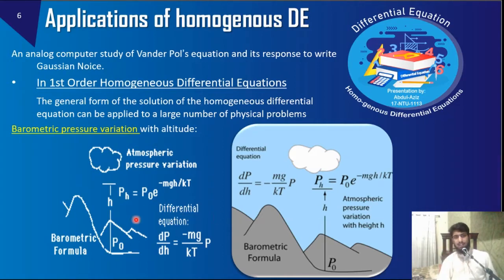You can see that in the barometric pressure variation, p h is equal to p naught e raised to power minus mgh over kT. This is the equation of barometric pressure level, which can tell us the pressure or humidity of a mountain or an atmosphere. At this point, the homogeneous differential equation is applied.